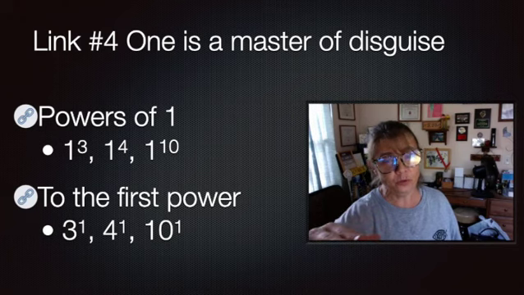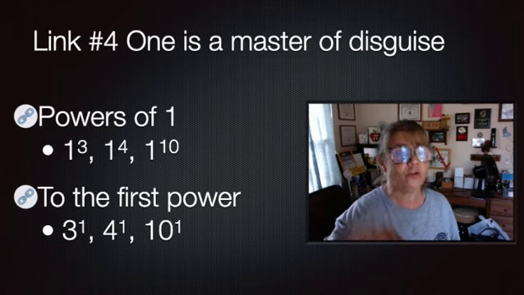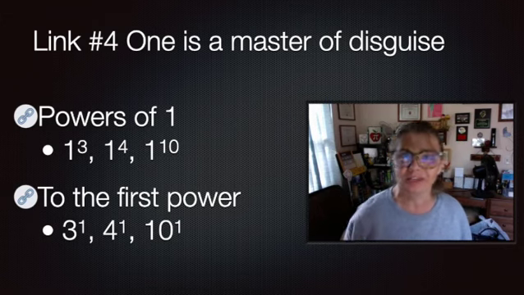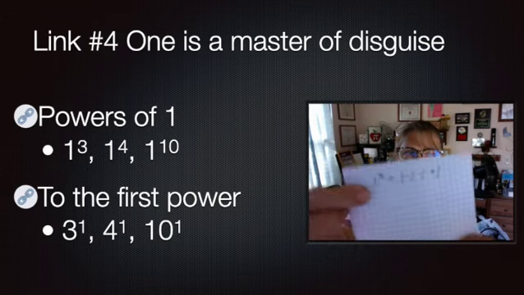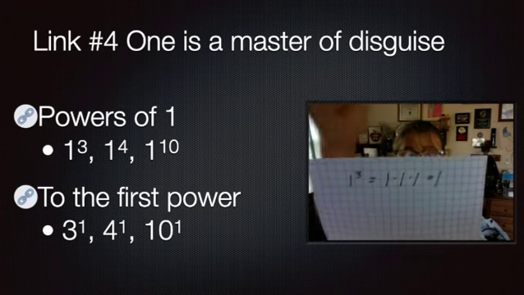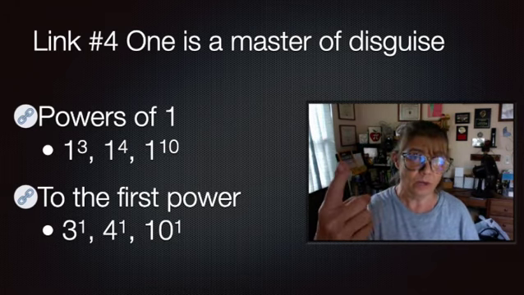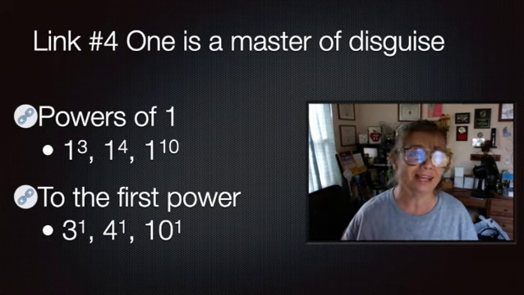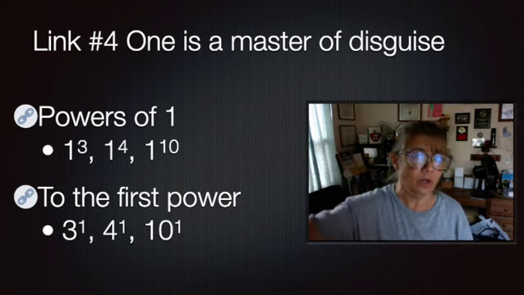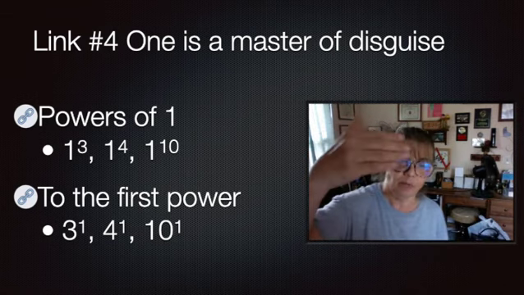Link number 4 to 1 is the Master of Disguise. It's all about powers of 1, or to the first power. Powers of 1 means that 1 is your base and you're raising it to a different exponent. So 1 to the third power is 1 times 1 times 1, which is 1. And it stands to reason that 1 to any power is 1, is itself. When you get into the negative exponents, then you're actually making it a fraction of 1 over 1. 1 over 1 times 1, 1 over 1 times 1 times 1. So it's just the flip, the reciprocal of the positive powers.